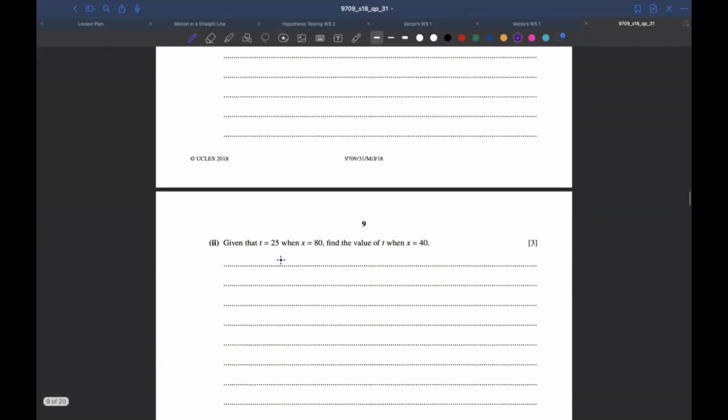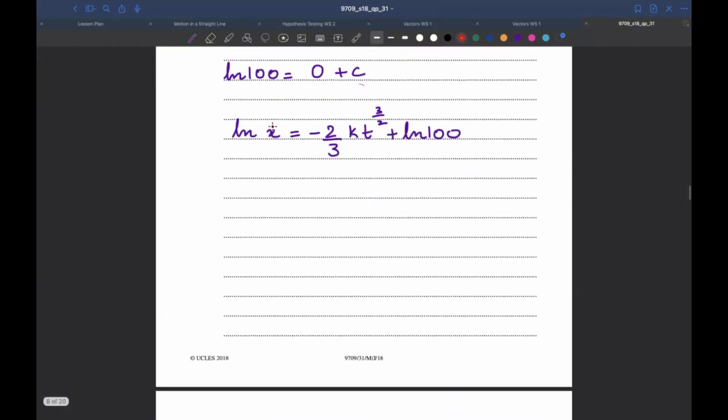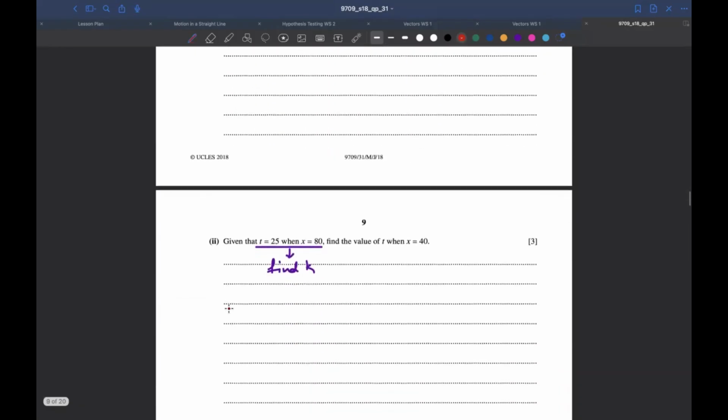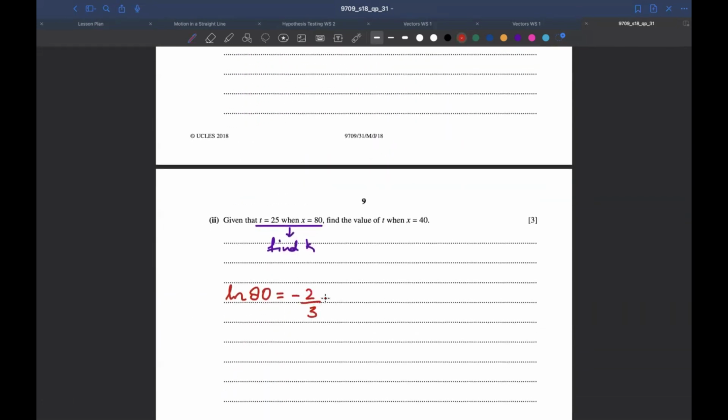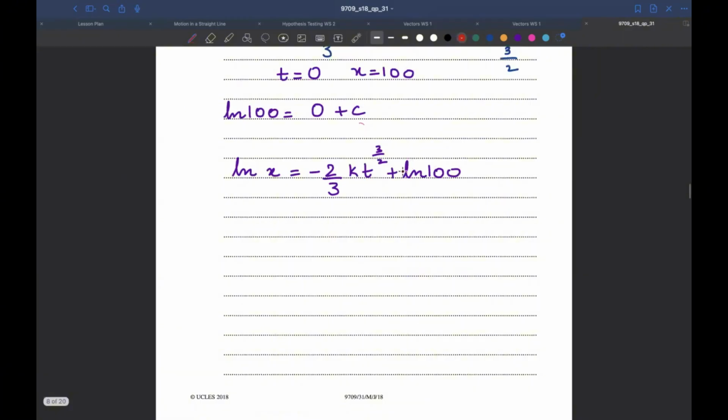In part 2, it says that given that t equals 25 when x equals 80, we have to find the value of t when x equals 40. Using this information, we can first find the value of k. So we have the original equation, and in place of x, we can write 80. That will become ln of 80 is equal to minus 2/3 k, and t is 25, so 25 to the power 3/2, plus the value of c, that was ln of 100.